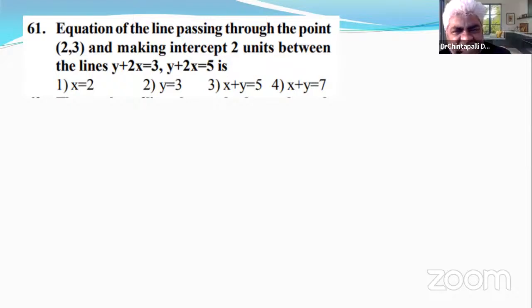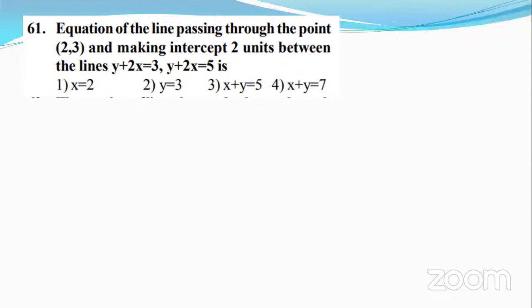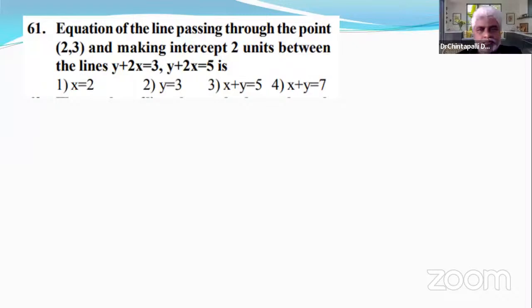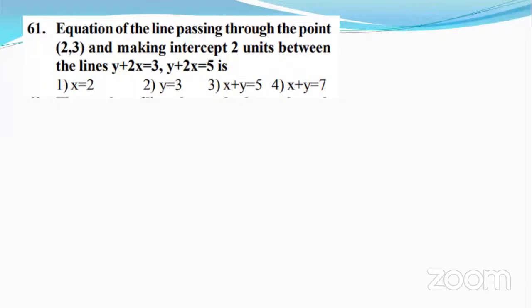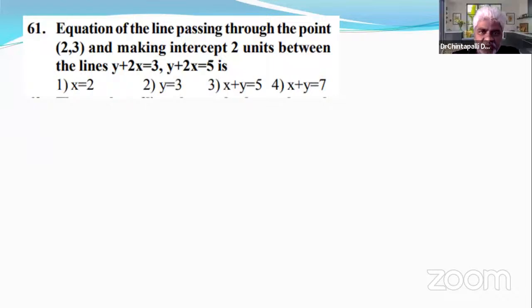It's a very challenging question. Equation of the line passing through the point and making intercept two units between them. Y plus 2x equals 3, and y plus... isn't it parallel lines? Yes, very good. Your answer is right. Those two lines are parallel.